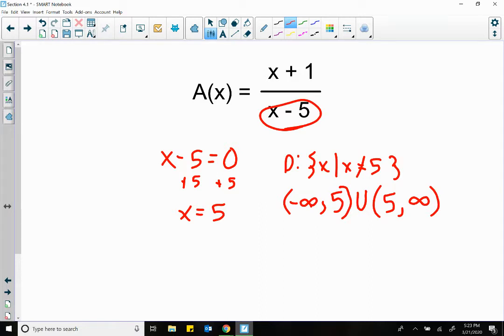And that was how we dealt with interval notation. Again, this piece right in here in the middle just means that we're jumping over the number. Okay, so we jump over the 5 and we pick right up on the other side of 5 and move on towards positive infinity.